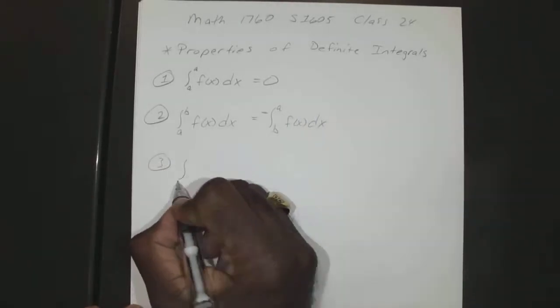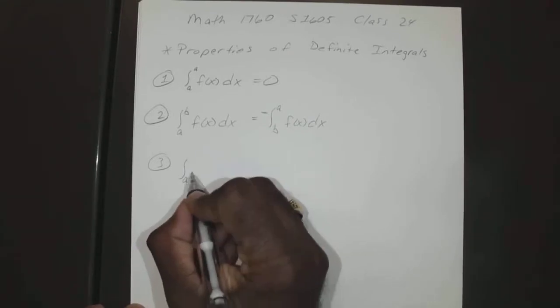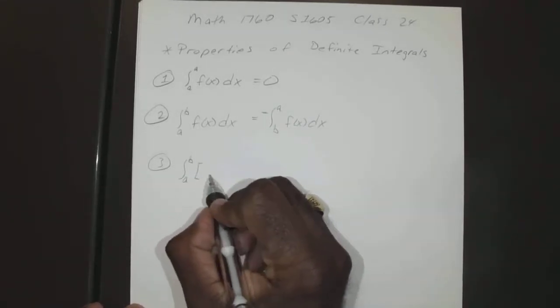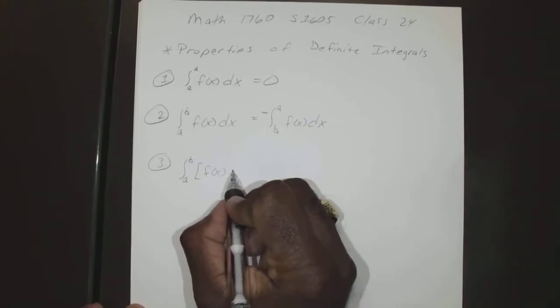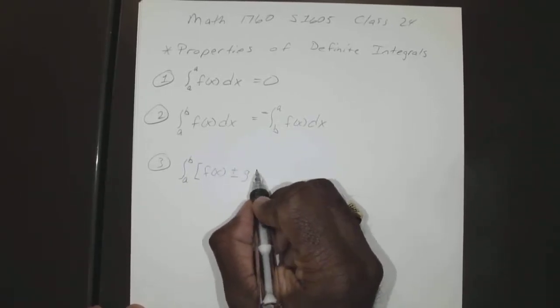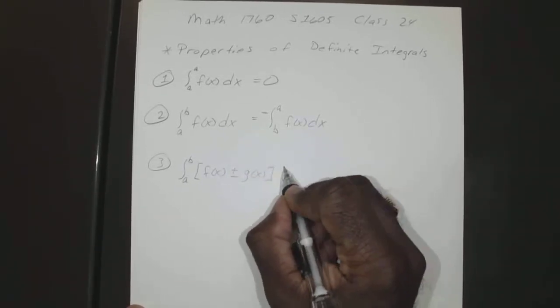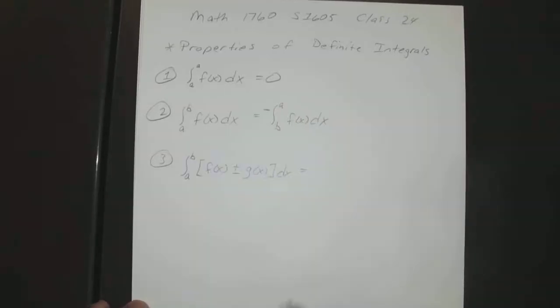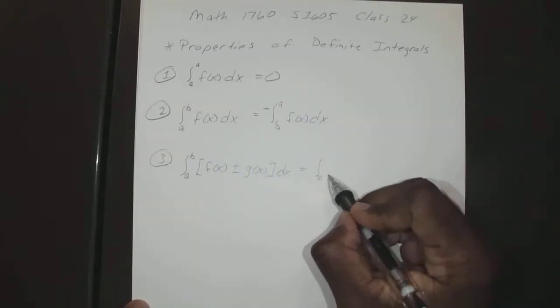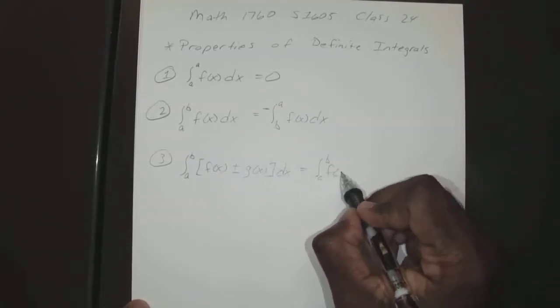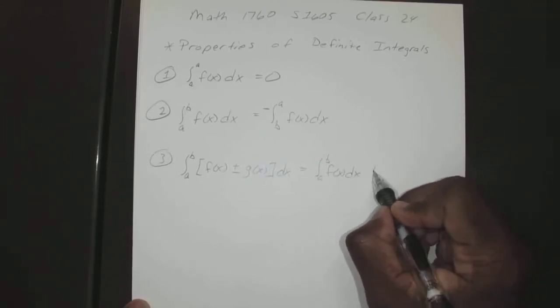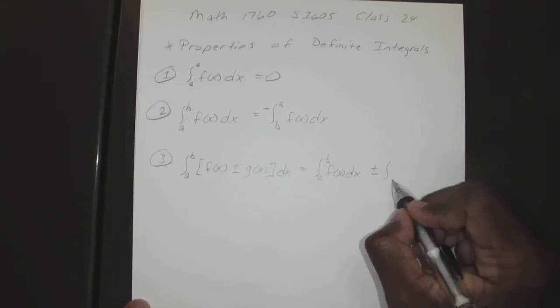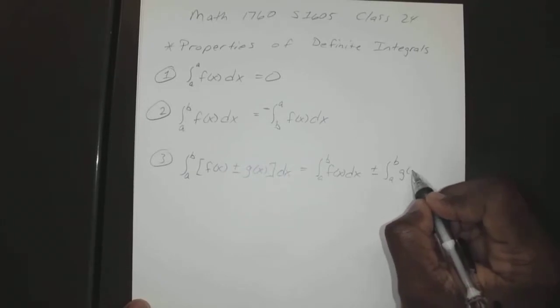Okay, and just like with indefinite integrals, the integral from a to b of f of x, either plus or minus some function g of x with respect to x, is just equal to the integral from a to b of f of x, either plus or minus the integral from a to b of g of x.